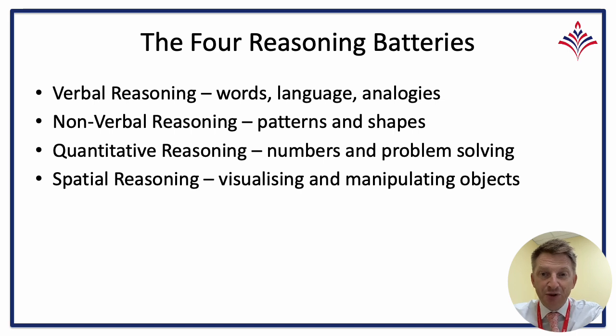CAT4 looks at 4 different types of reasoning. Verbal reasoning, which is all about words and language. Non-verbal reasoning, which is about patterns and shapes. Quantitative reasoning, which is problem solving using numbers, and spatial reasoning, which is about visualizing and manipulating objects. Each of these areas plays an important role in how children learn across the curriculum.